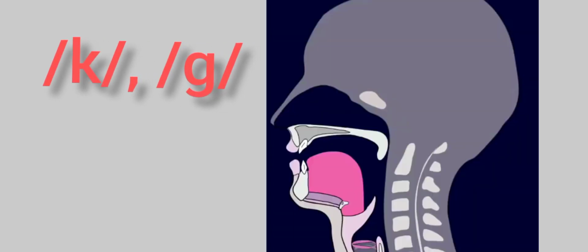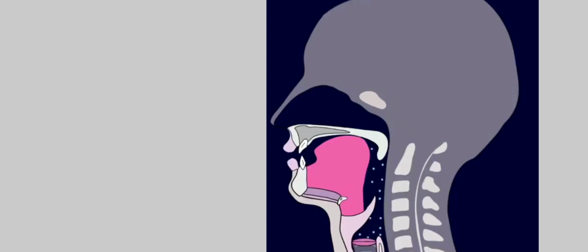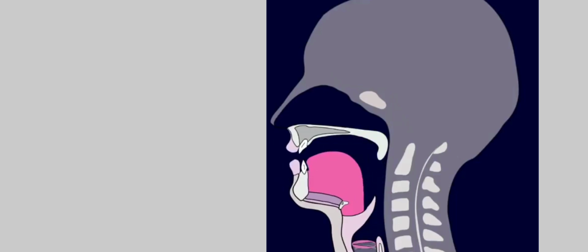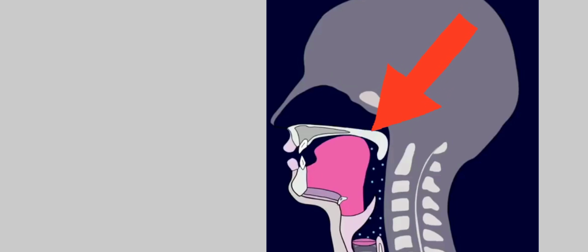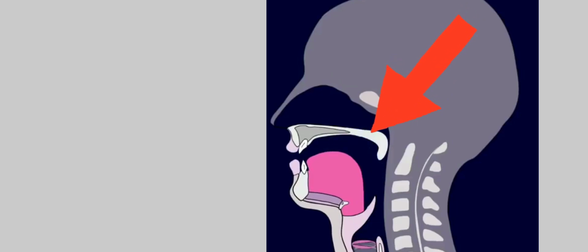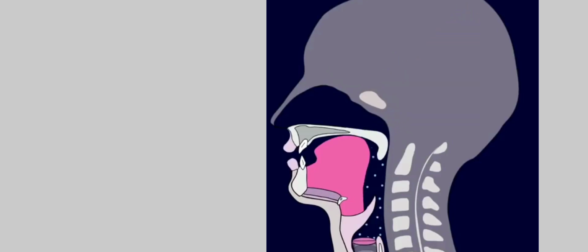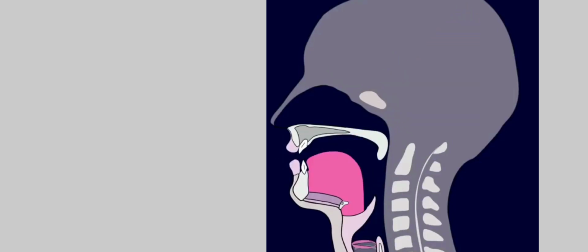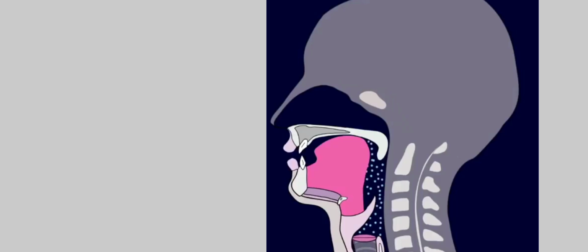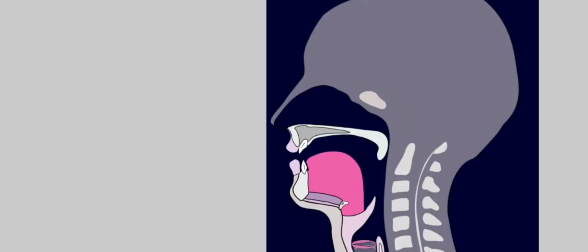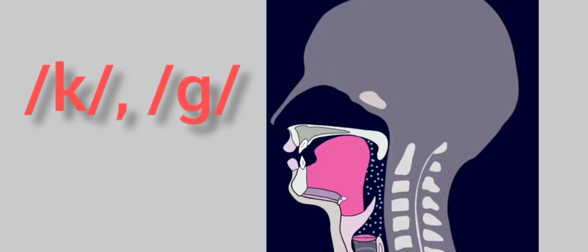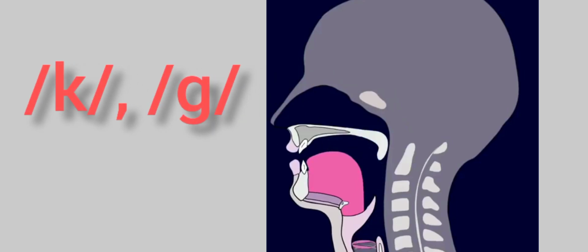For ka, ga, we see in the animation that the back of the tongue and velum touch each other tightly. The air is compressed and the organs separate suddenly. As a result, air passes out with plosion. Ka, ga. Now, I am going to discuss the other characteristics of plosives.